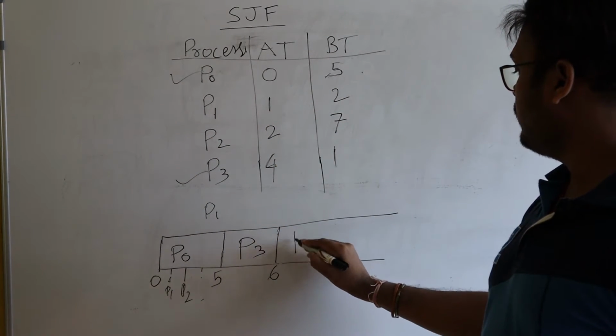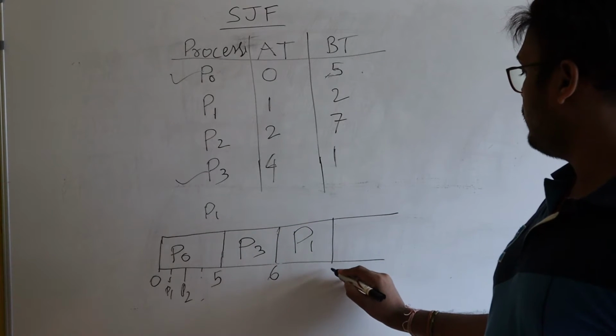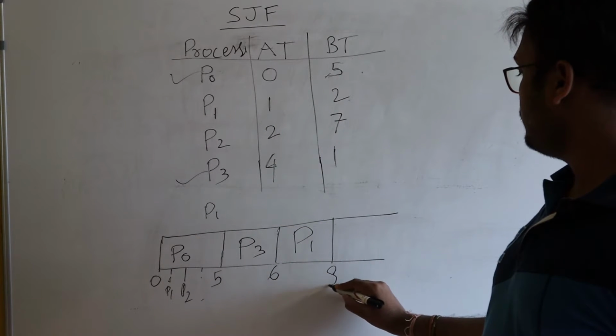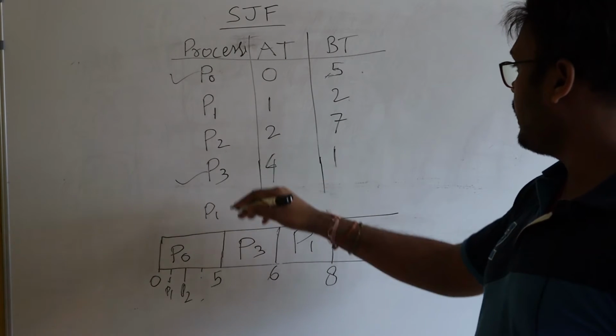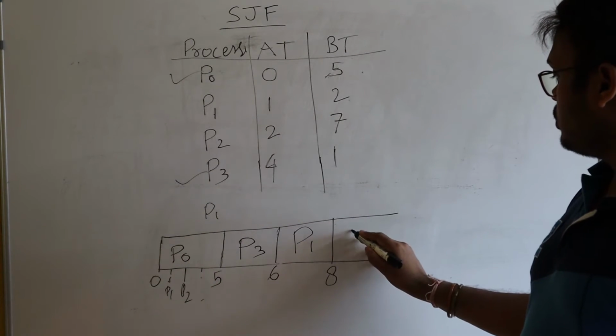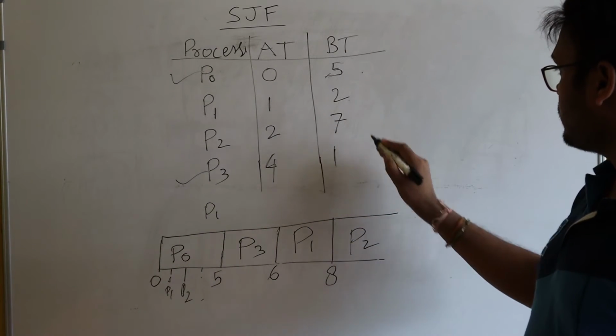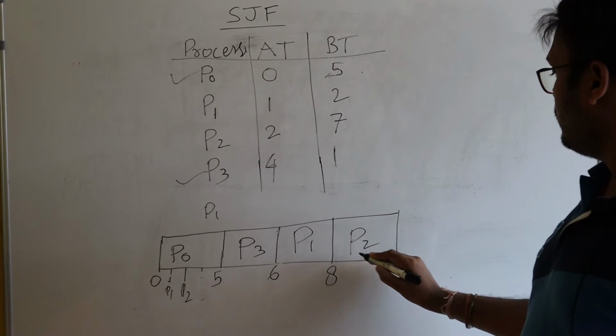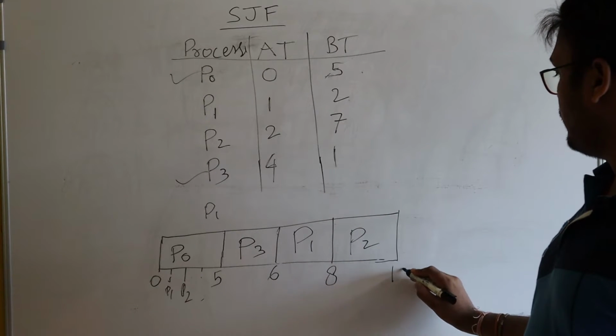So here I will write P1 and here it will run for 2 seconds, meaning 8, and after that P2 will come. So here I will write P2 and its burst time is 7 seconds. So 8 plus 7, 15.